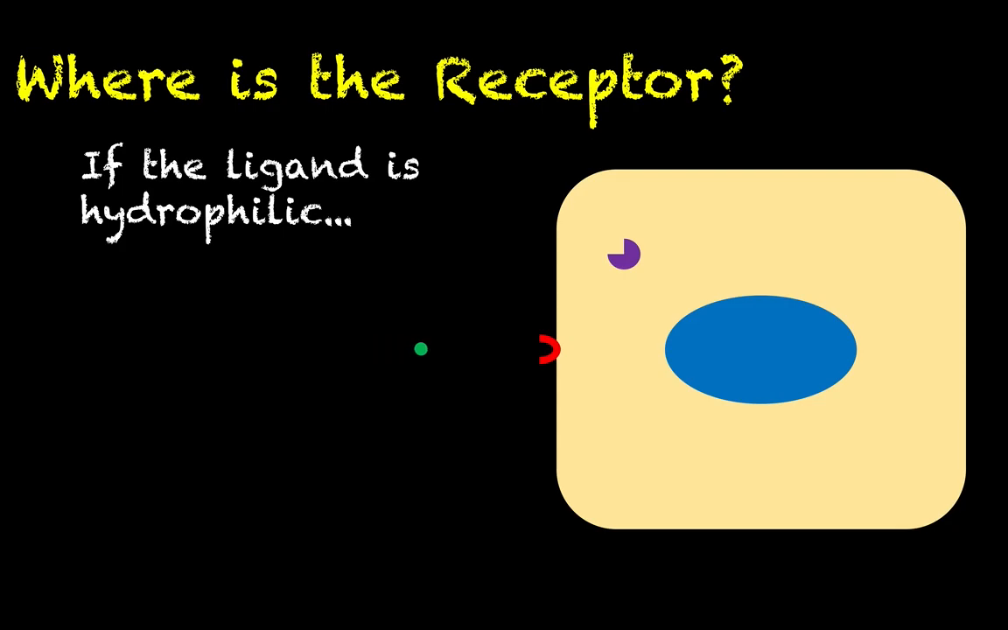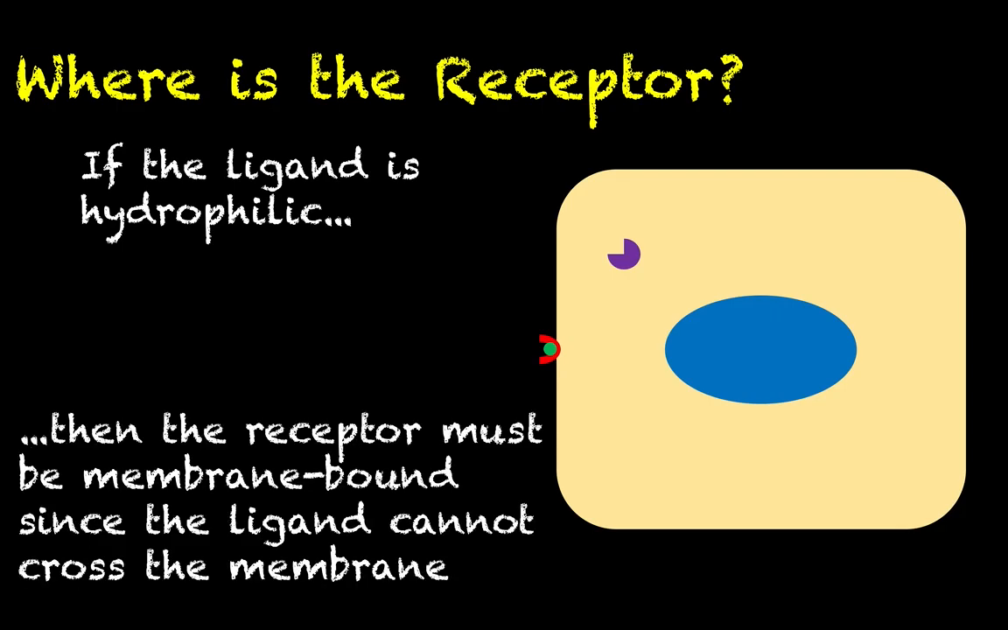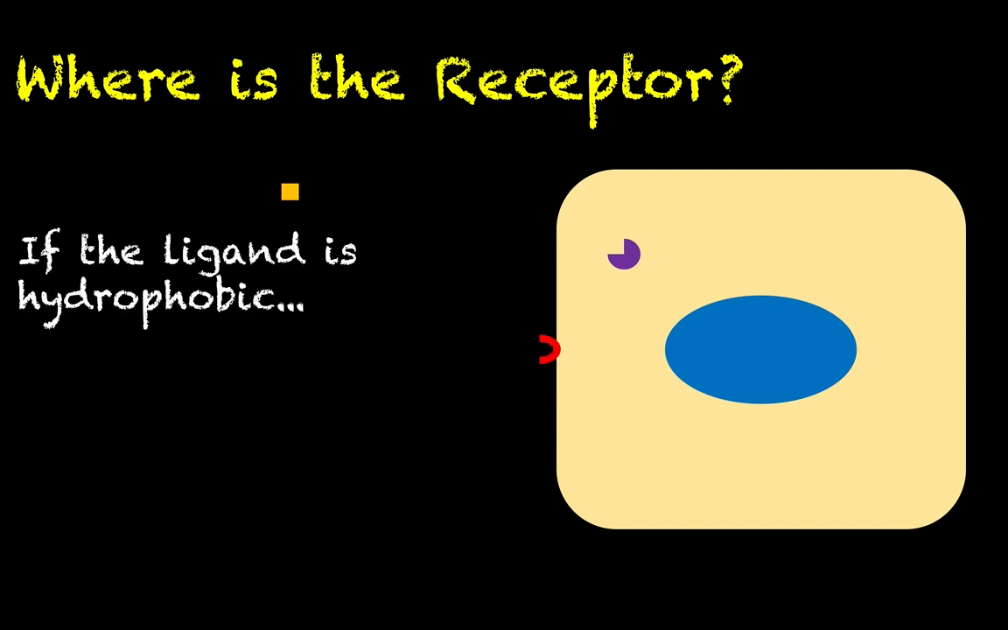So the only option is for the receptor for this ligand to be embedded in the membrane itself and facing towards the extracellular fluid. So in this way, the receptor can engage the ligand without the ligand having to cross the plasma membrane itself. Now, again, how the message still gets relayed inside the cell, that's an issue for signal transduction, and I promise we will cover that in the very near future.